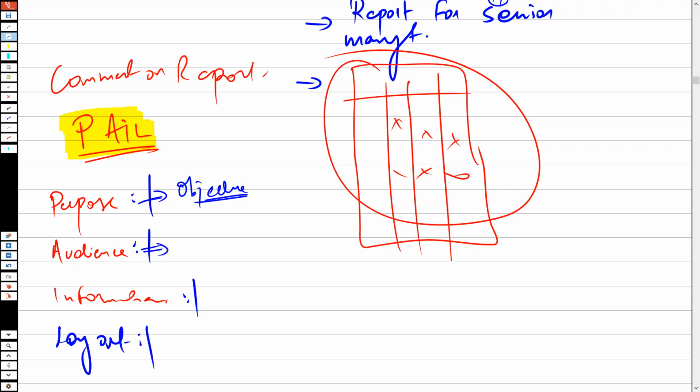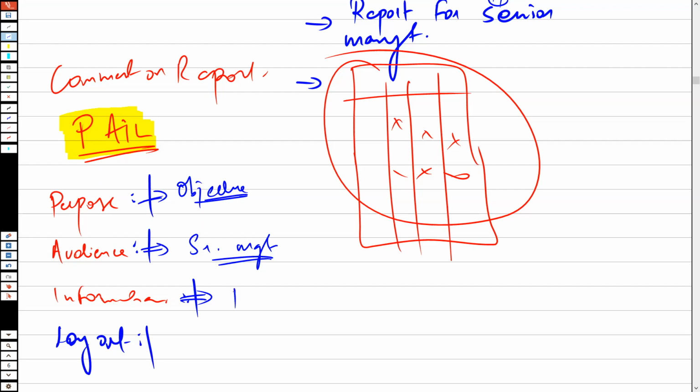What exactly is going to be the audience? The senior management is majorly going to be the audience. It's the senior management for which this whole report is going to be made. The third thing is about the information. Does this report have information which is a mixture of financial and non-financial, or is it just non-financial information that is there?